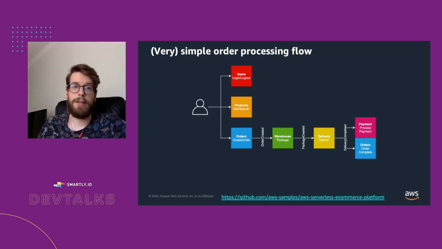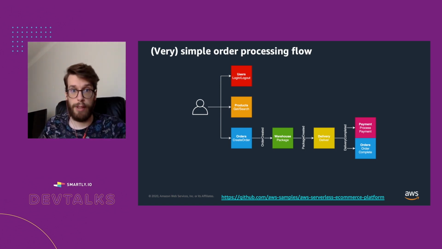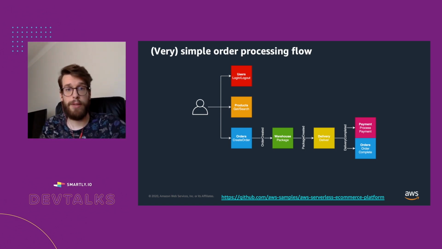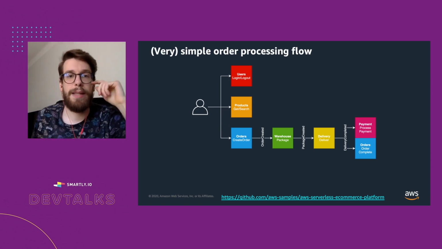Once the order is created, in the warehouse, we need to create a package from that. So package all these items into one package. Then on the delivery side, we need to ship it. We need to track the shipment until it's delivered. And once it's delivered, we can mark the orders complete and we can process the payment. And so that's kind of the basic flow.